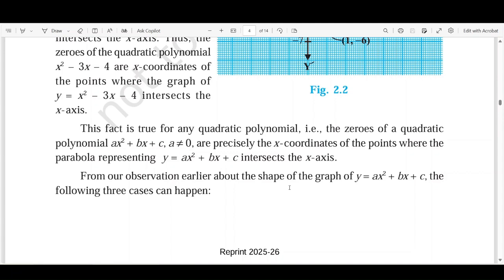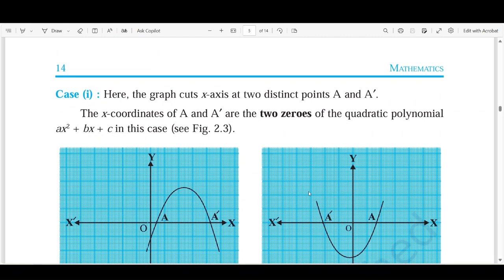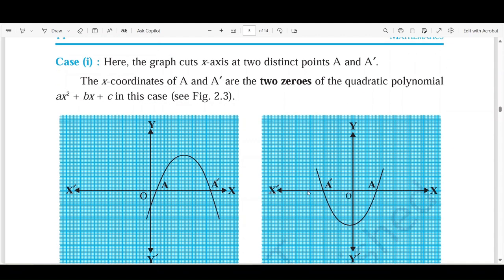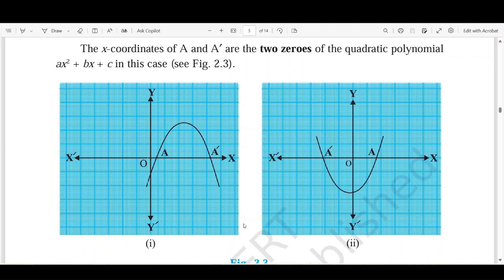And for a quadratic polynomial, we can consider three different cases. The case 1 is the graph cuts x-axis at two distinct points A and A dash. So in the graph 1 and 2, you can easily see that the parabolas, whether it is open upwards or open downwards, are intersecting the x-axis at two different points, and thus they are having two zeros.